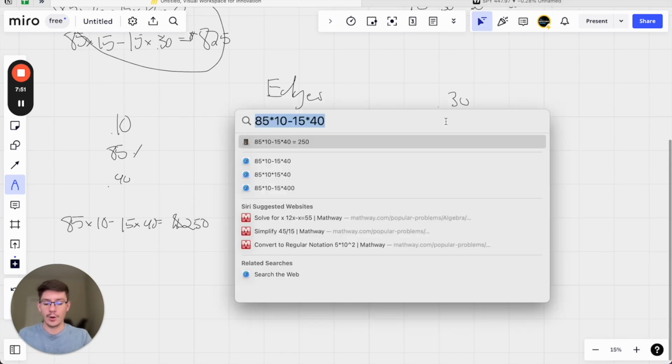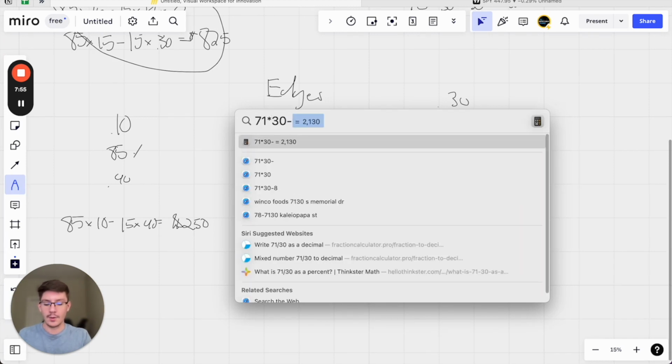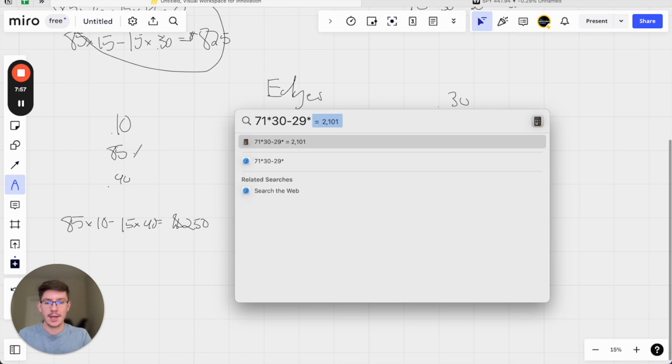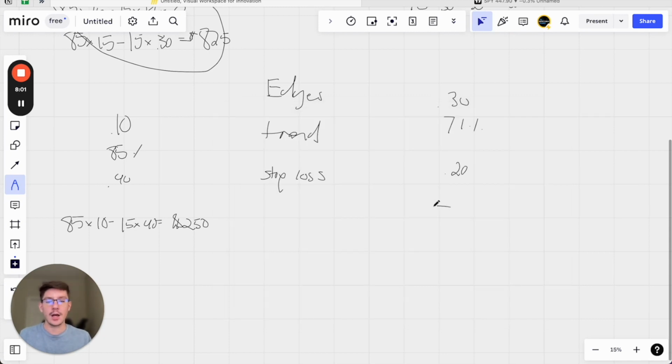Now let's look at this one. So we're going to win 71% of the time. We're going to win $30. Then that means we're going to lose 29 times, and we're going to lose $20. A $1,550 expected return.